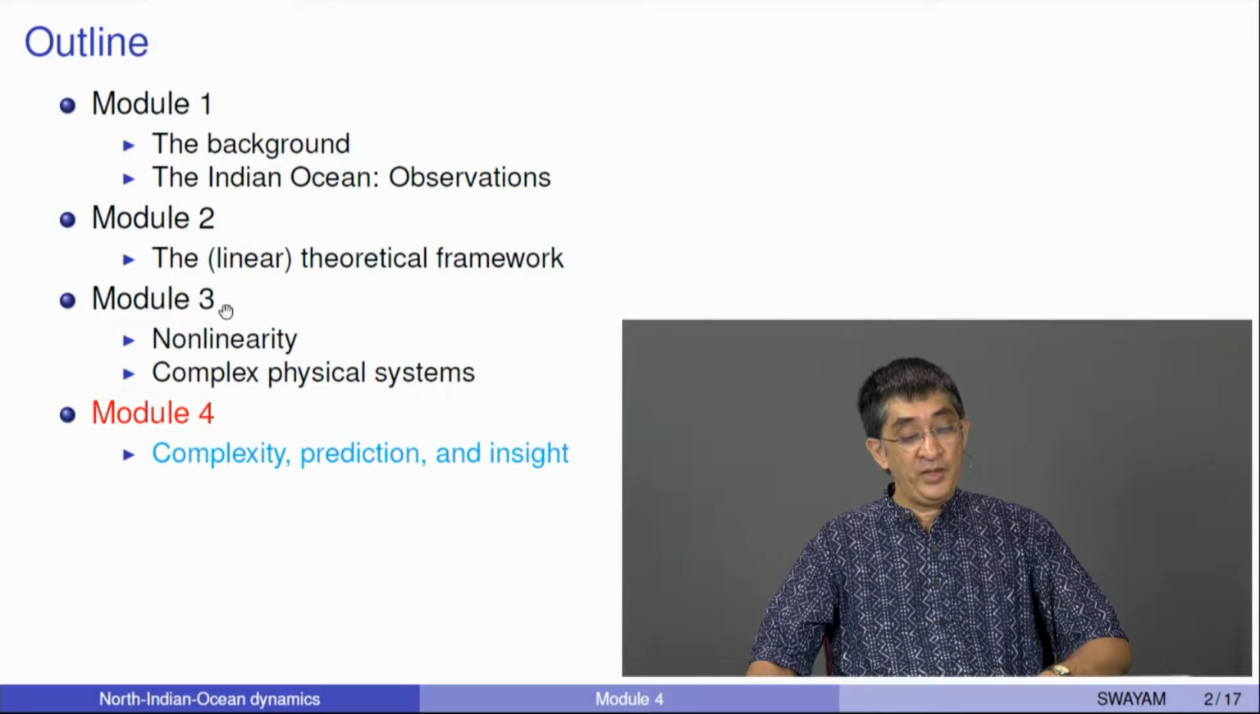We come to the last module of this presentation. Now in module 3 we looked at the implications of nonlinearity, which built on what we had looked at in module 2. In module 2 we had looked at the linear theoretical framework that was successful in explaining the observed seasonal cycle of circulation in the North Indian Ocean.